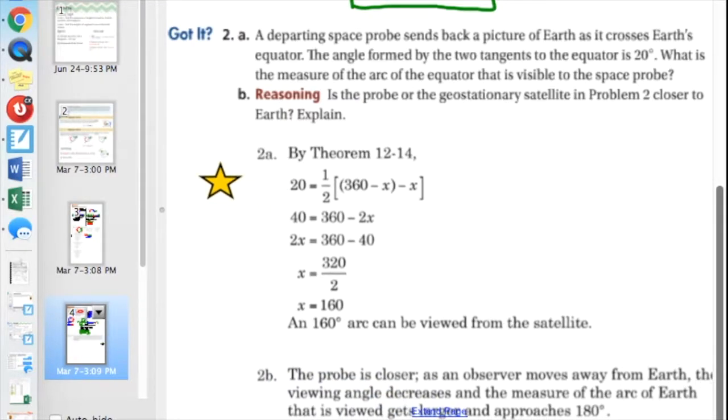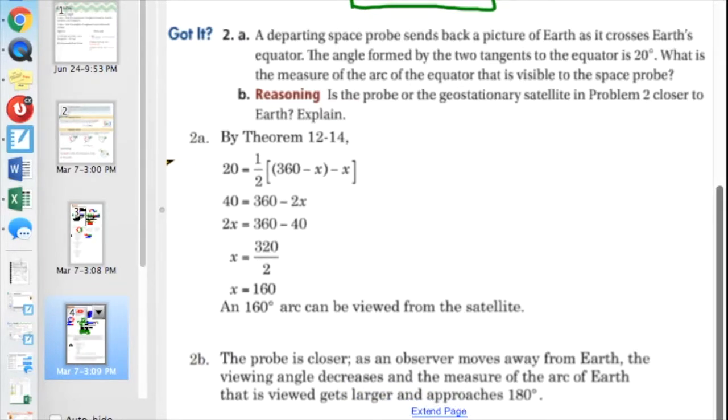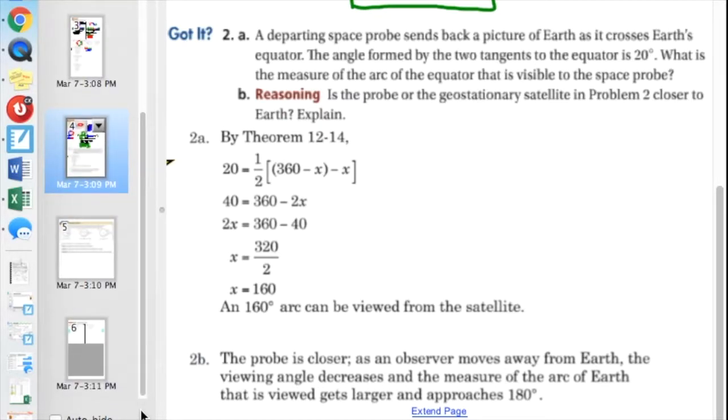All right, so here's the solution we are looking at. We're looking at a 160 degrees for part A, and here's a thought for reasoning question. Is the probe or geostationary satellite in problem 2 closer to Earth? Explain. The probe is closer. As an observer moves away from Earth, the viewing angle will decrease. It's going to get further and further away, making the measure of arc getting larger and larger, approaching 180 degrees. So those were our angles.